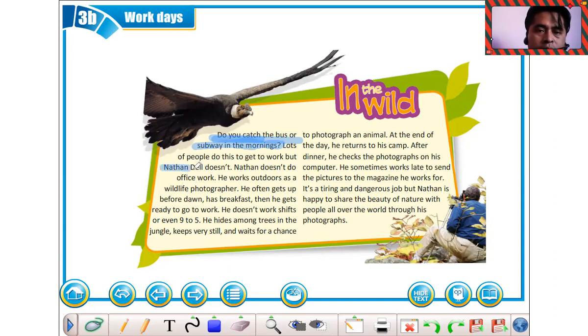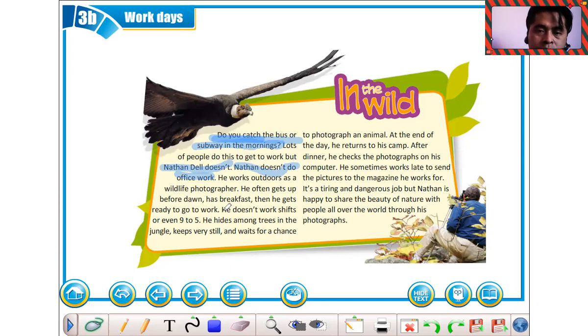Okay, here again I have Nathan Dell doesn't. And I also have doesn't do. Nathan doesn't do office work. Okay. He works outdoors as a wildlife photographer. He often gets up before dawn, has breakfast, then he gets ready to go to work. Okay, all that is in simple present, but it's in affirmative, and we're looking for negative in questions.